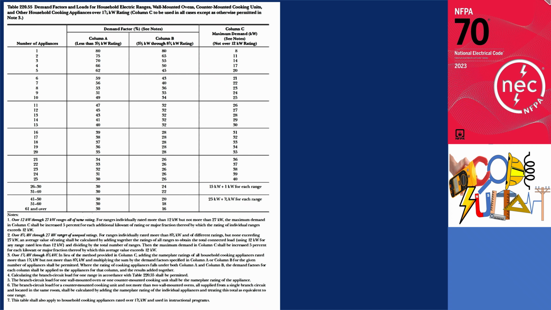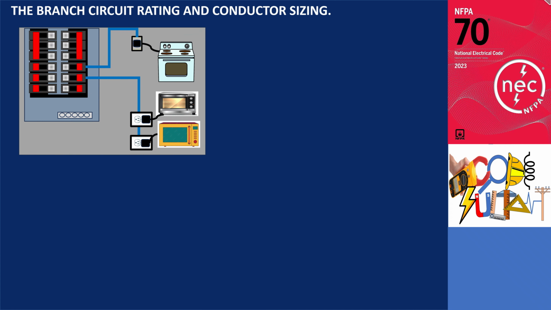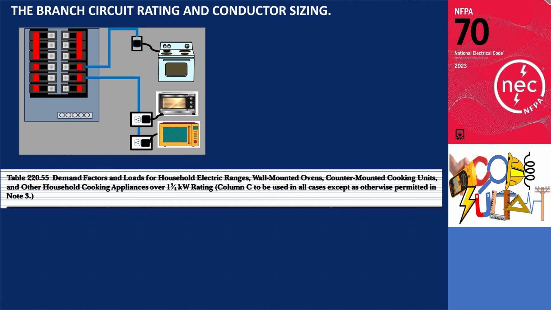Before we dive into the notes, let's pause and clear up one of the most overlooked ingredients in this table: the branch circuit rating and conductor sizing. It often starts with how we interpret the table's title. Here's how the NEC phrases it. Let's read it closely. Table 220.55. Demand factors and loads for household electric ranges, wall-mounted ovens, counter-mounted cooking units, and other household cooking appliances over 1 3/4 kilowatts rating. Column C to be used in all cases except as otherwise permitted in Note 3.